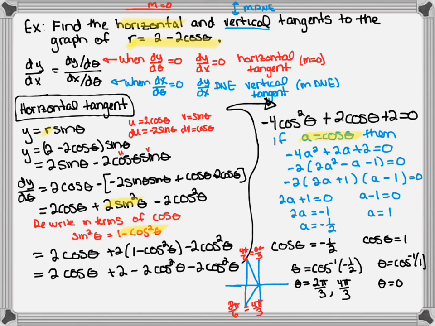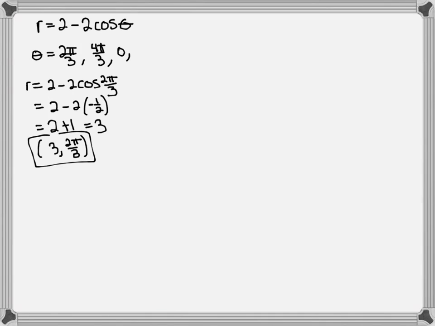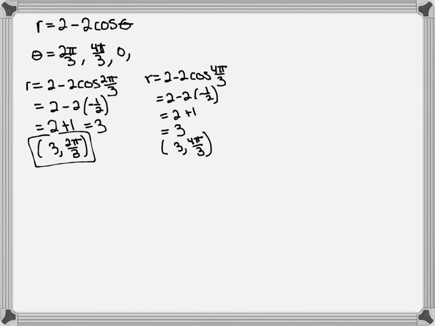I'm not done, because now I have to find the actual points. On the angles that I have, I'm going to substitute them into the r to find the r value for each point. Cosine of 2 pi over 3 is -1/2, so r is 3. So the first horizontal tangent is going to occur at 3, 2 pi over 3. This is in polar coordinates. When theta is 4 pi over 3, I'm also going to have 3 comma 4 pi over 3.